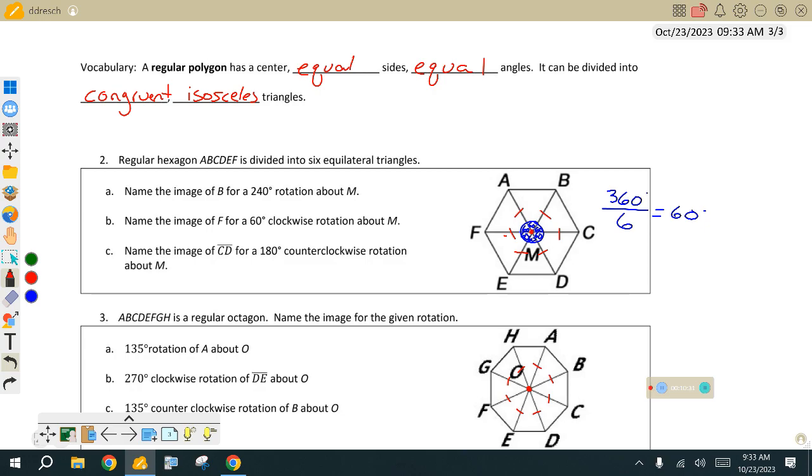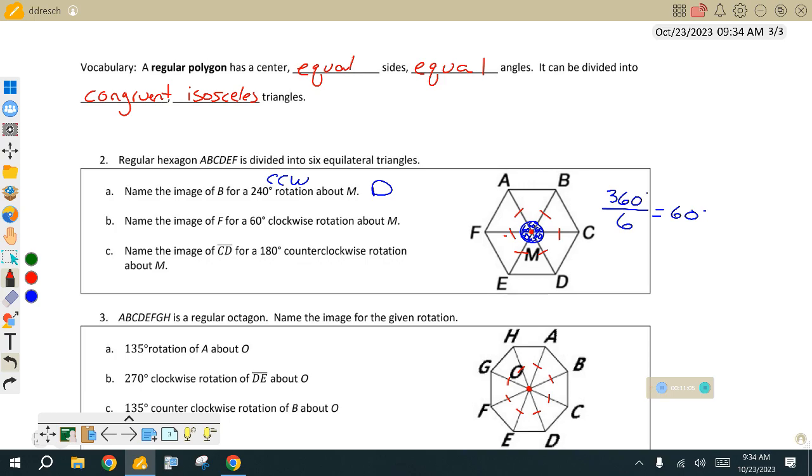Now we can go about answering. What is the image of B for a 240 degree rotation about M? It doesn't tell you the direction, so what's our default direction? Counterclockwise. So go find B. You've got to know what 240 is. How many turns are we doing? 4 turns, right? It's 240 divided by 60. It's 4 turns. So B, 1, 2, 3, 4. B is going to land on point D. That's it.